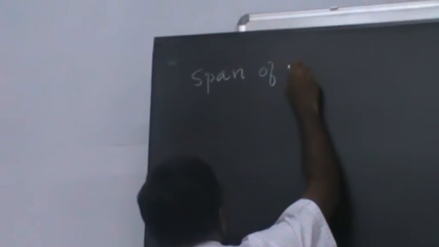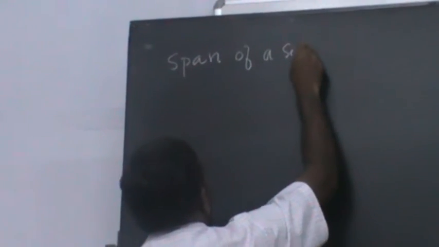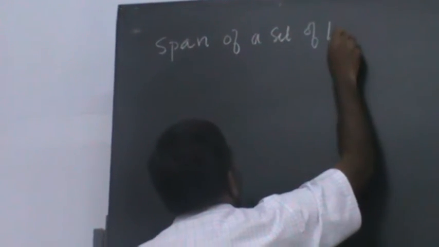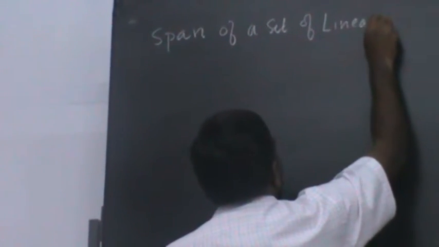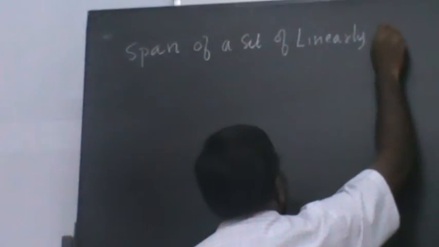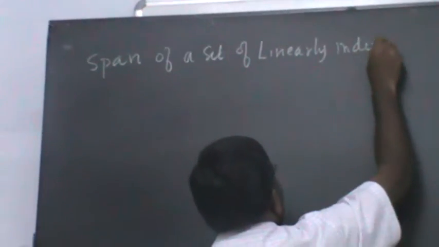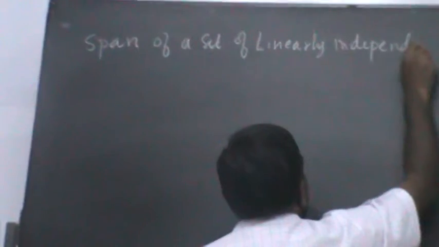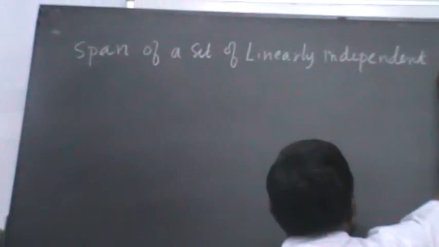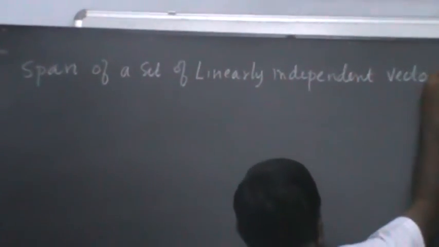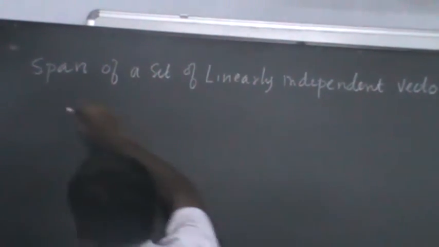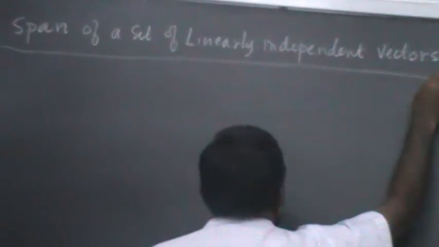Let me define one more quantity called the span of a set of linearly independent vectors.